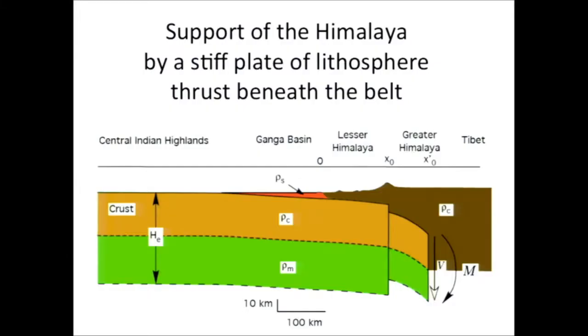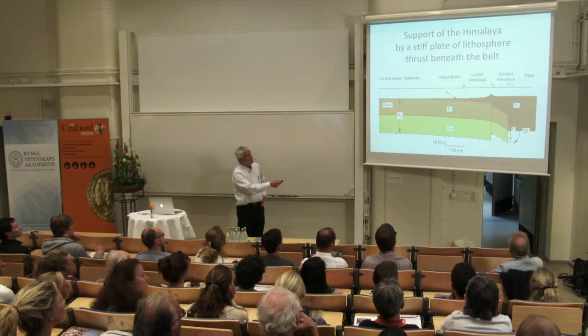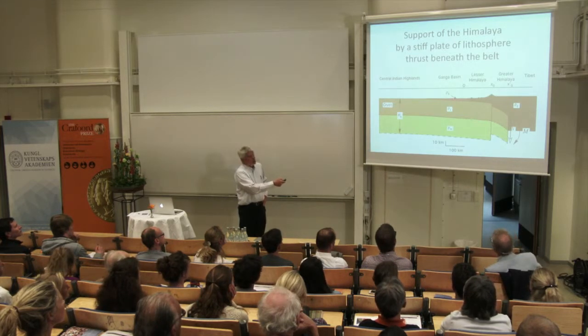If we step back and look at it in another way, this is a simpler cross-section where we have crust and the uppermost mantle. This is a strong part of the Earth, the lithosphere, and we can think of this as an elastic plate that bends down. It's loaded by the weight of the mountains, and it's flexed down at the northern edge. And because it's flexed down, there's a basin that forms. This is called the Ganga Basin, the same as the Ganges River in India. It just fills up with sediments in here.